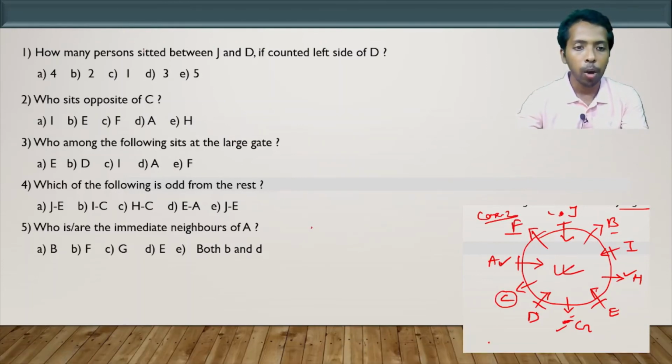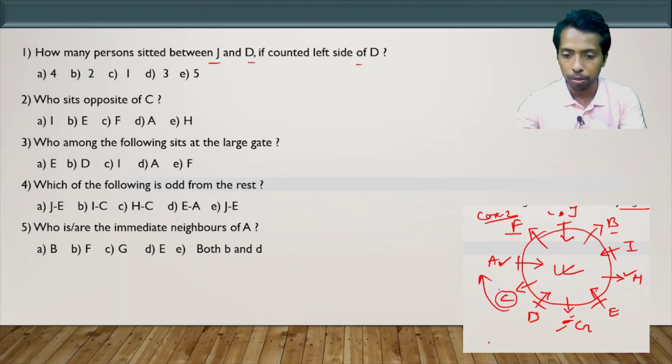Okay. So how many persons sit between J and D if counted from the left side of D? Left side of D, that is, D is facing inside. So from this way we have to count. So C, A and F, right? 3. So 3 persons, option D. Who sits opposite of C? Opposite of C, this is the direction you should follow. That is I it's talking about.